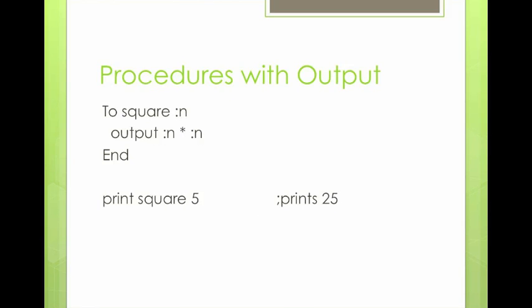Next, we have an example of procedures that produce output, or an operation. So here we have a procedure called square. And what square does is take an input value n and output n times n. So here, we're printing the output of square with an input of 5. And what this will give us is 25 printed to the console.